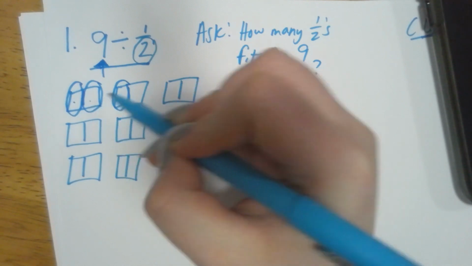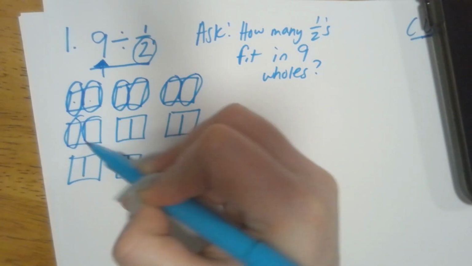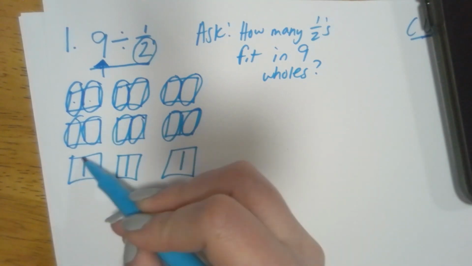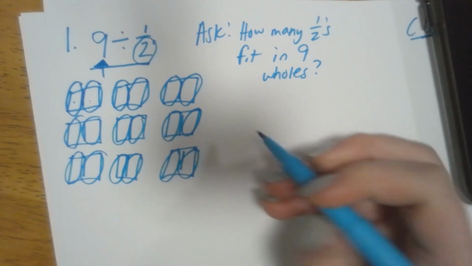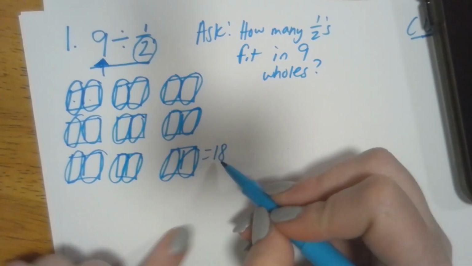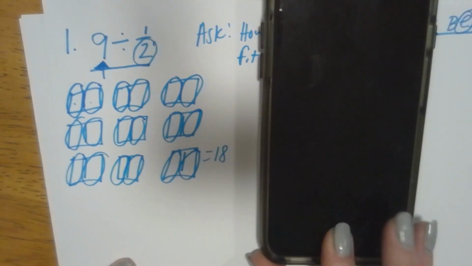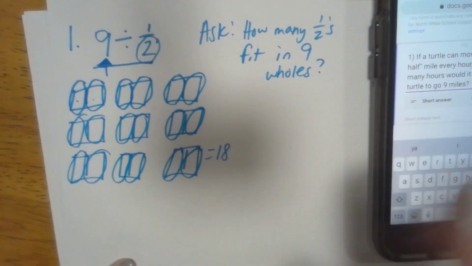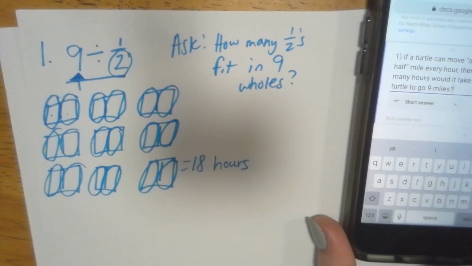So we're at 1, 2, 3, 4, 5, 6, 7, 8, 9, 10, 11, 12, 13, 14, 15, 16, 17, 18. So 18 1/2s fit into 9, or in this case, how many hours will it take him to go 9 miles? 18 hours.